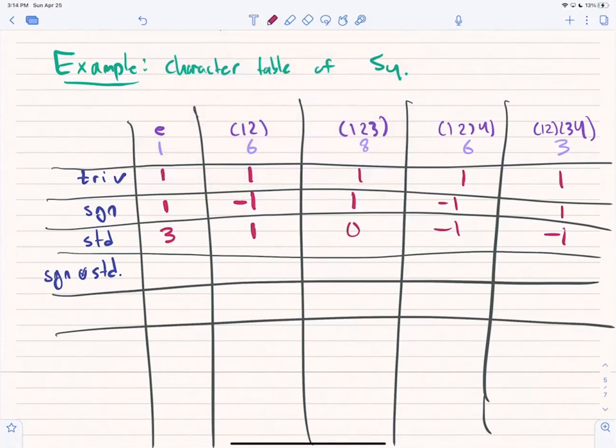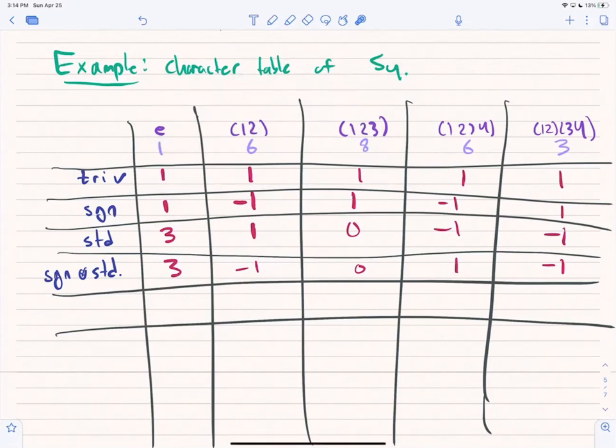The tensor product just multiplies the characters, so we get 3. Of course, the tensor product of a 3-dimensional thing and a 1-dimensional thing is still 3-dimensional, so that's good. Then we just multiply these and get minus 1, 0, 1, and then minus 1. Okay, good. This is different from the standard representation because, for example, these entries are different. The only change was that some entries got multiplied by minus 1. These 2 entries got multiplied by minus 1.